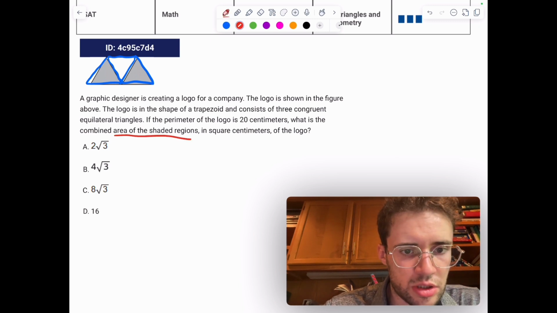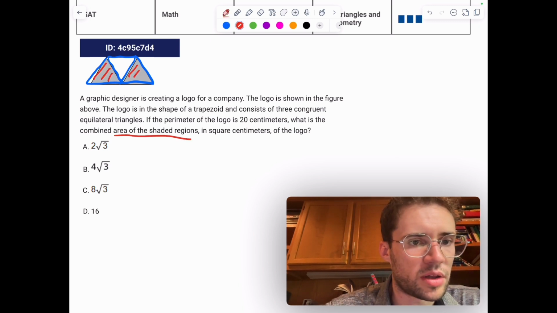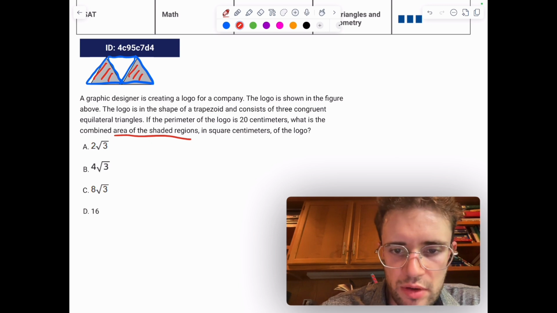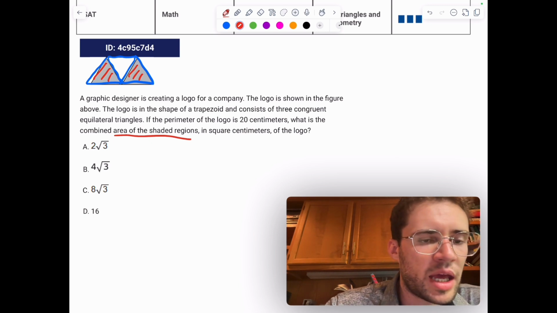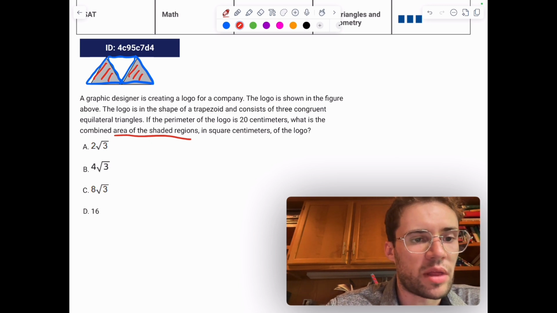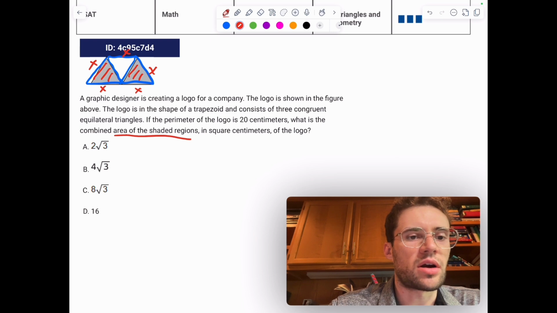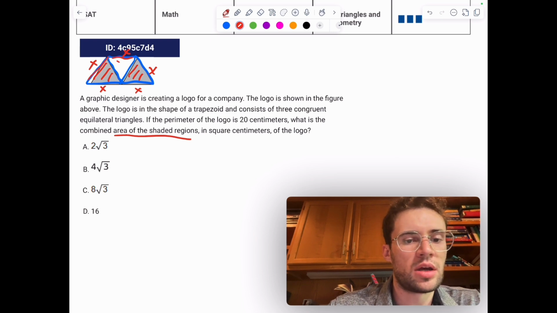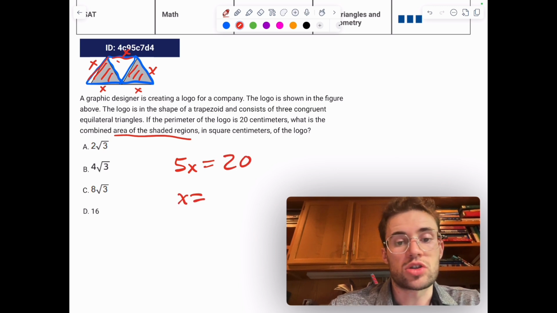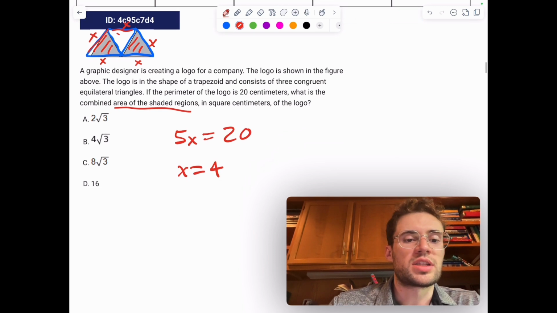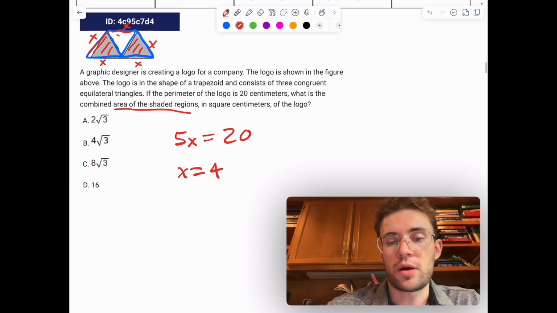So we want just the shaded area. So we want this triangle and this triangle. Now we could start, they give us the perimeter is 20, and we can see how many of the sides of the equilateral triangles that encompass. So we've got one there, one there, one there, one there, one there, right? So going around, there are 5 sides of the triangle that make up the perimeter of this trapezoid. So we can say 5x is equal to 20, which means x is equal to 20 divided by 5, which is 4. So the side length of one of the triangles would be 4.